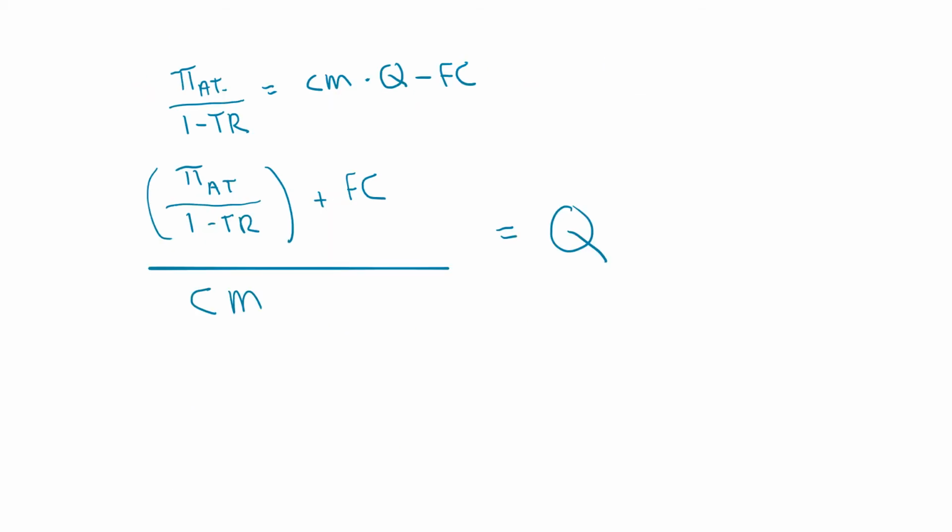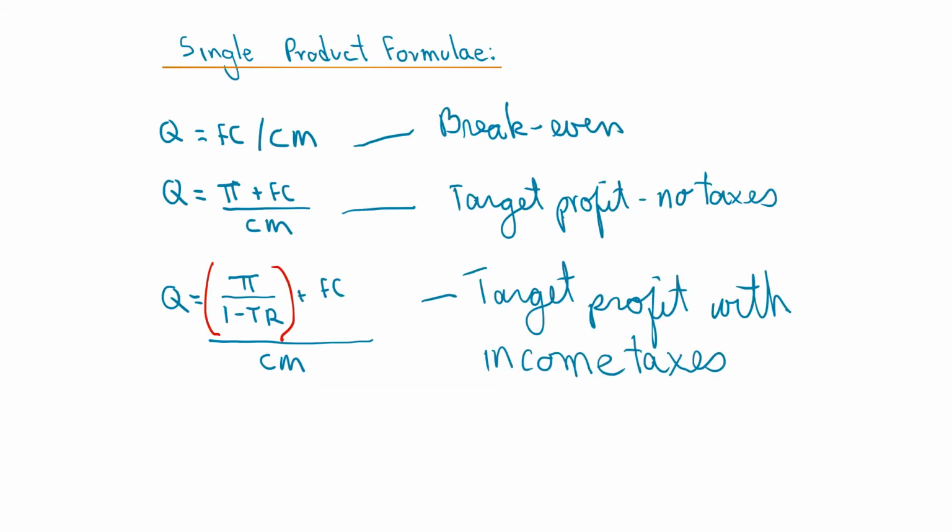So in this slide, I've solved for Q, and you see that we get profit after tax divided by 1 minus the tax rate. We get that number. Then you add the fixed cost to it, divide by the contribution margin per unit, and you should be good to go. So in this slide, we have a quick review of the various formulas.